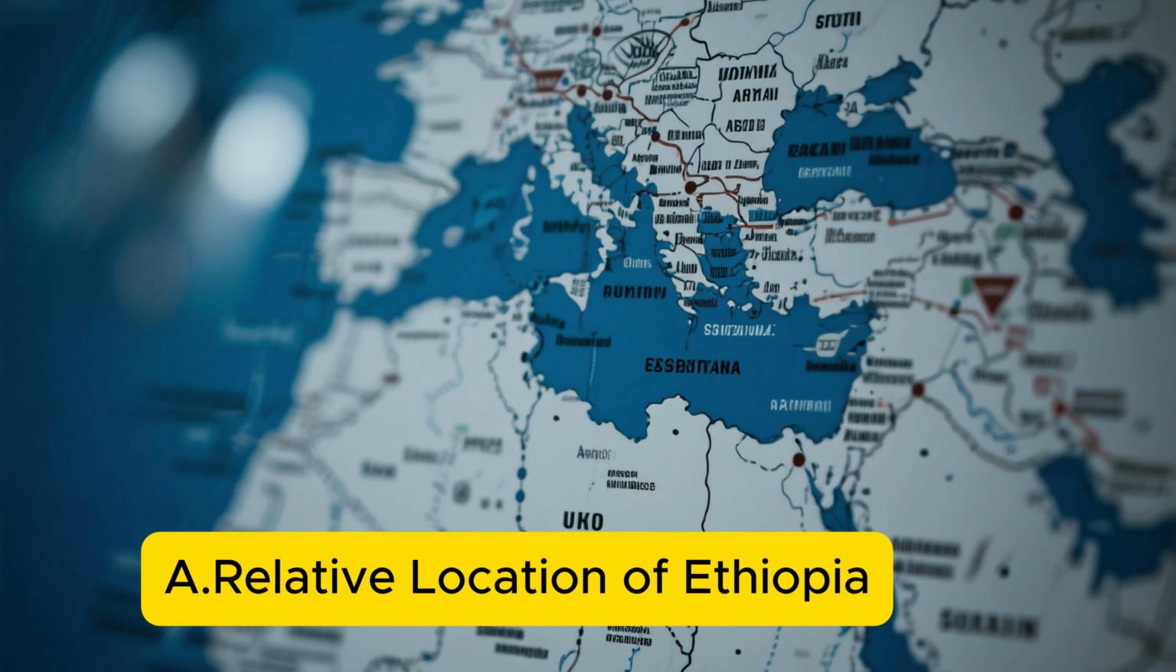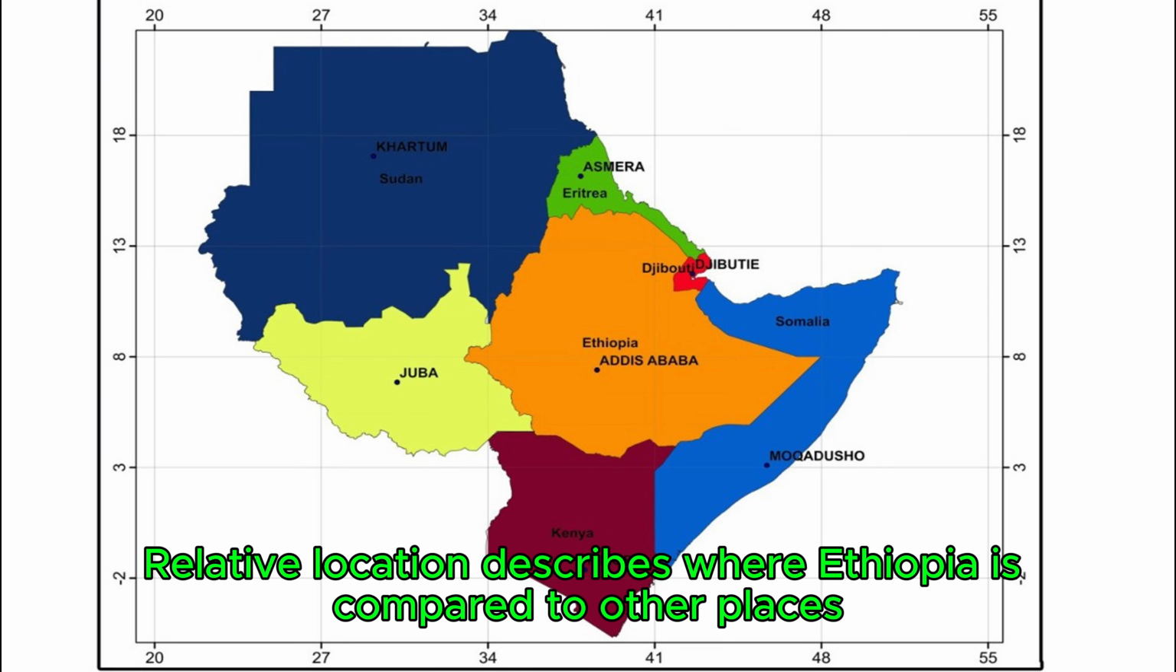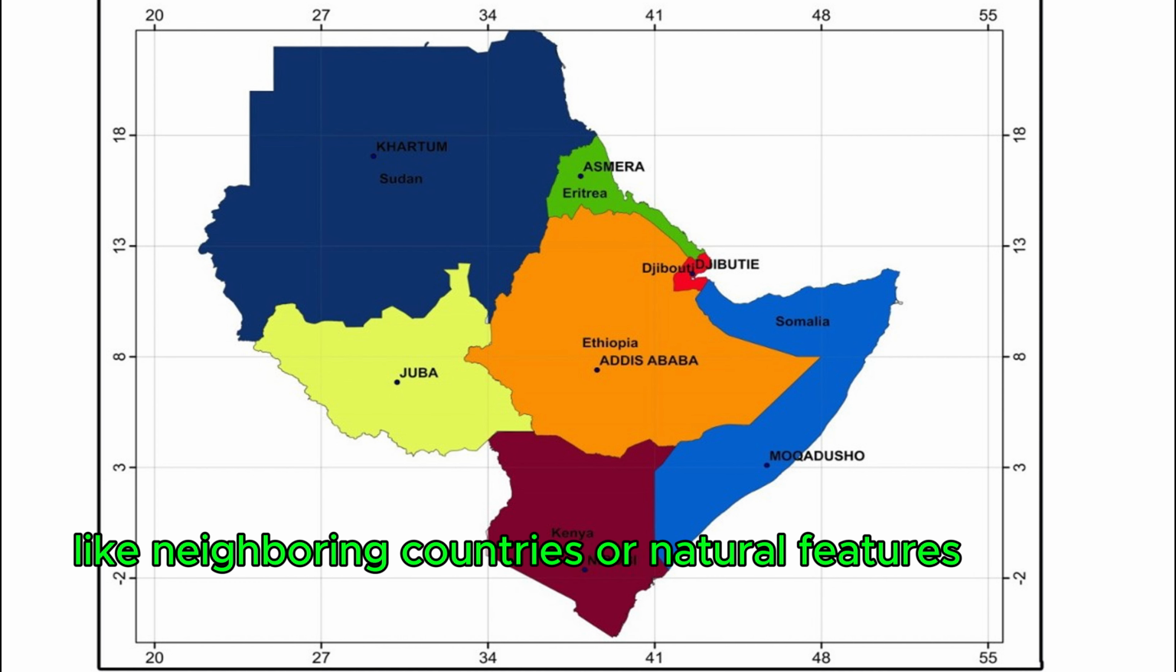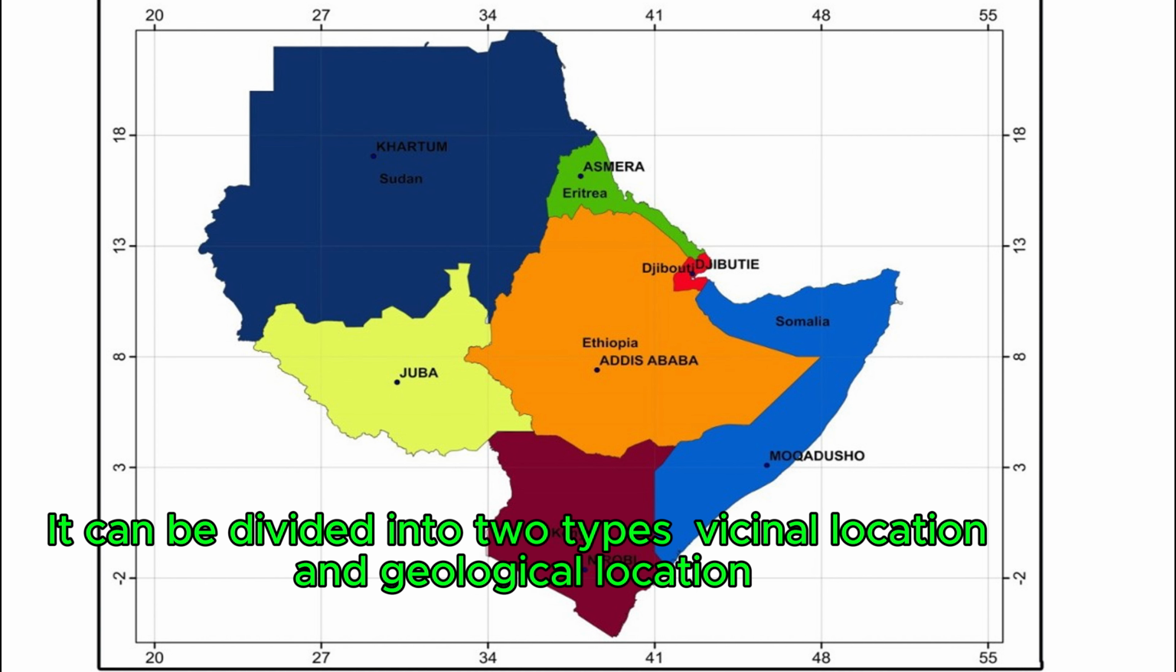Relative location of Ethiopia. Relative location describes where Ethiopia is compared to other places, like neighboring countries or natural features. It can be divided into two types: vicinal location and geological location.